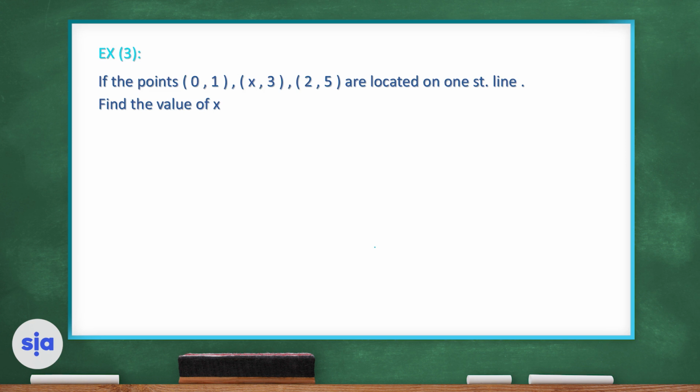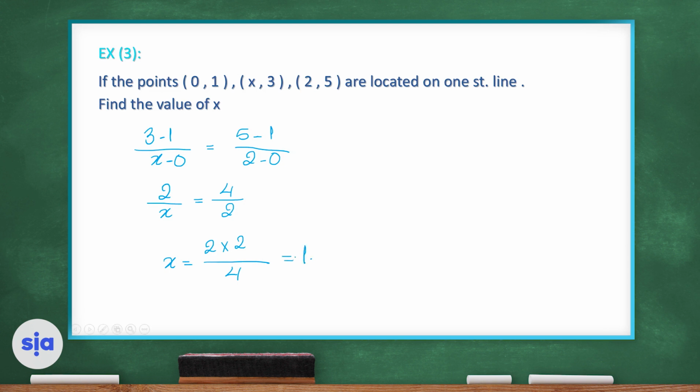So in this question, you can say that the slope of the line connecting the first 2 points, that is (3 minus 1) over (x minus 0), is equal to (5 minus 1) over (2 minus 0). Then 2 over x is equal to 4 over 2. Then x equals 2 times 2 over 4. So the value of x equals 1.